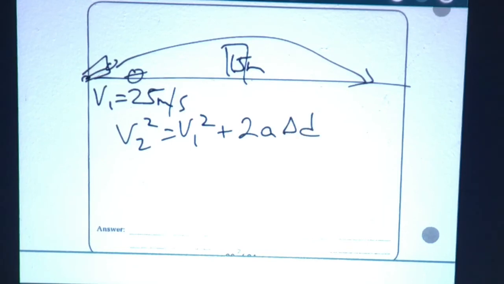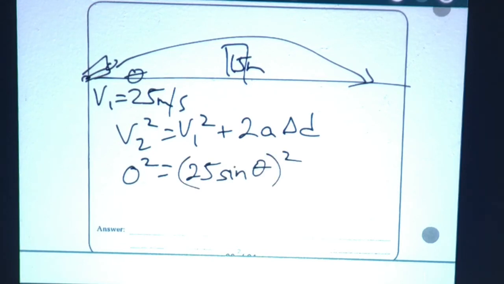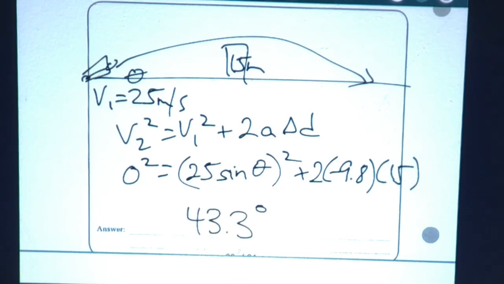Now v2 we know is 0, so 0 squared is equal to v1 squared plus 2 times negative 9.8 times 15. Well, the vertical velocity is 25 sine of the unknown angle. We know it has to clear 15, so we plug that into a calculator and do the math, a little bit of inverse sine, and we should end up with an answer of 43.3 degrees.